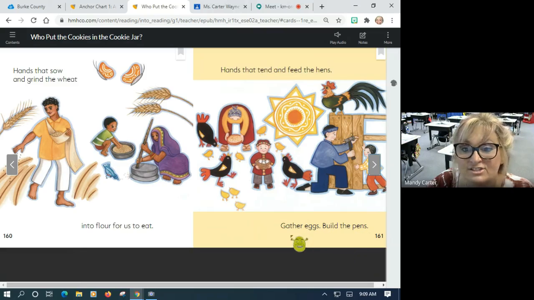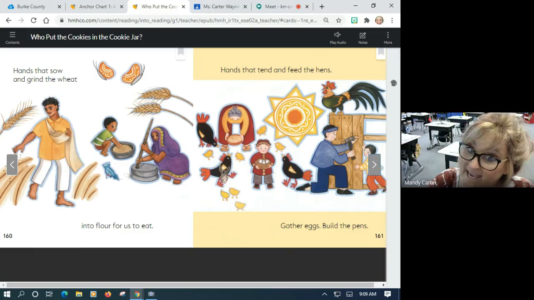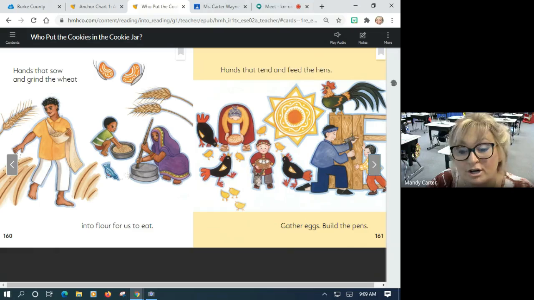So boys and girls, let's just stop and think about that for a minute. To get your cookies, you need someone to plant seeds, and here's this man planting the seeds. You need someone to grind the wheat, and this little boy and this woman, they're using that stone to grind the wheat. You're going to need some eggs to put in your cookies, so you're going to need somebody to gather the eggs and take care of the chickens. You're going to need a pen for your chickens. So all of these people help to make cookies.